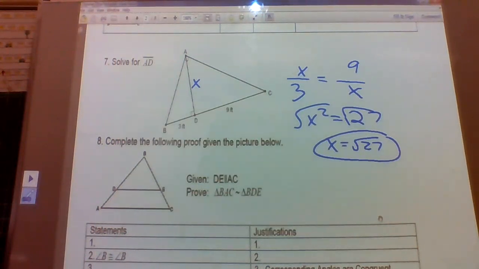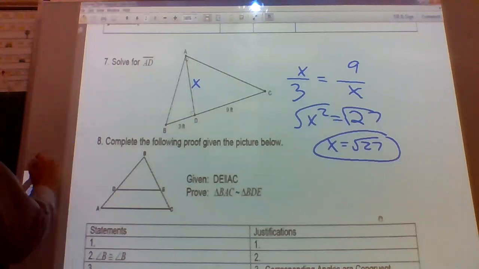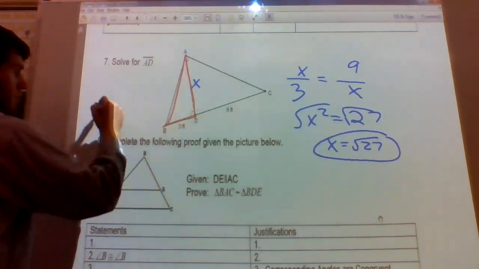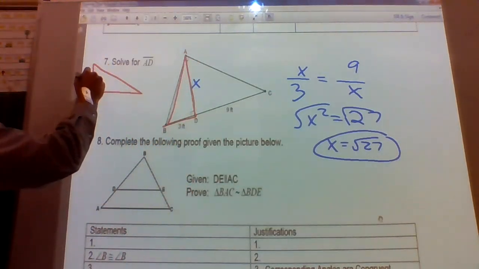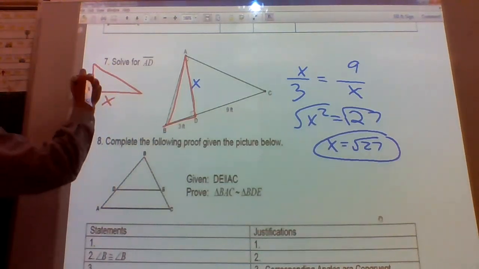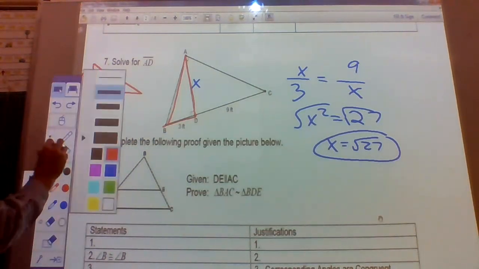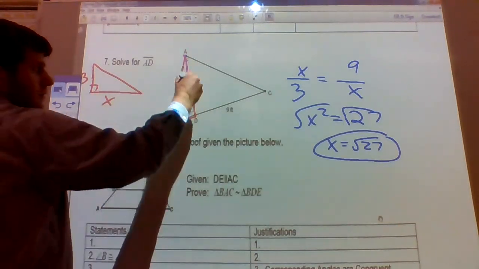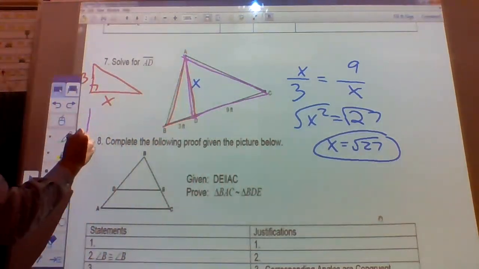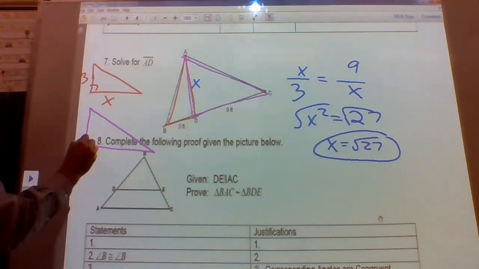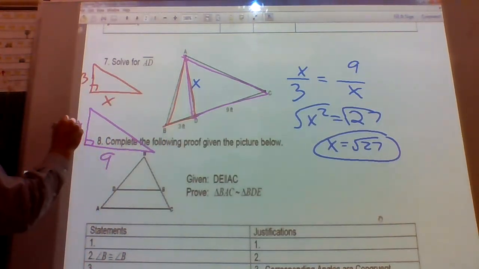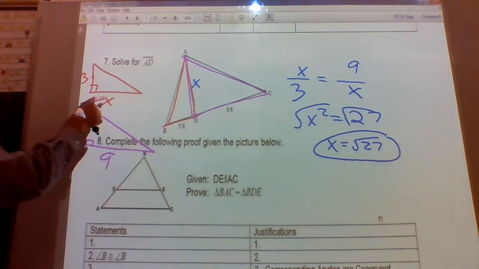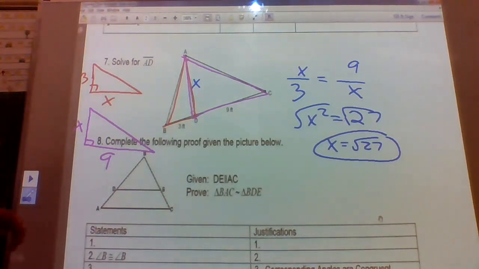Again, if we want to see why we set it up that way, we have to redraw the triangles. So here's one triangle. I'm going to draw it just like this. X is the base here, and this is 3. Then we can draw the other one, the bigger one. The base of this one is 9 and the height is x. So 3 over x equals x over 9. Or we can do it the other way, x over 3 equals x over 9. Then cross multiply and solve.